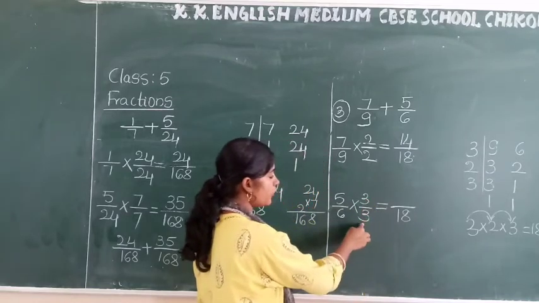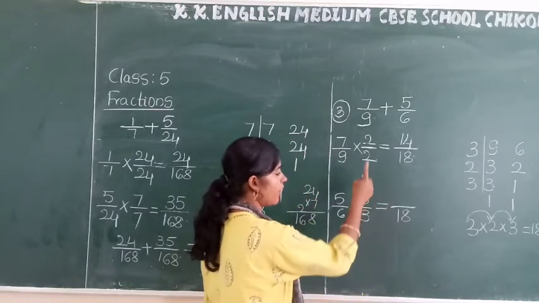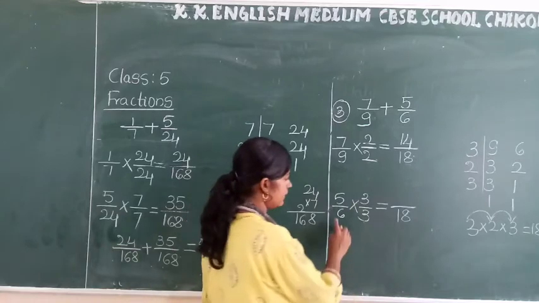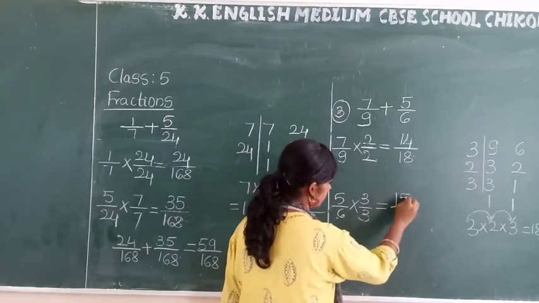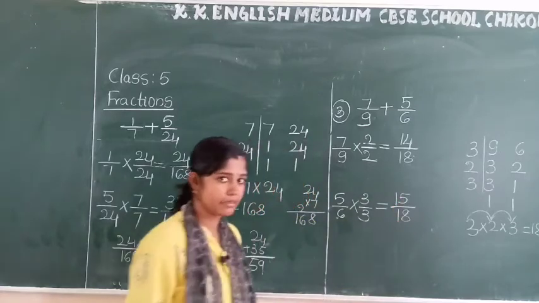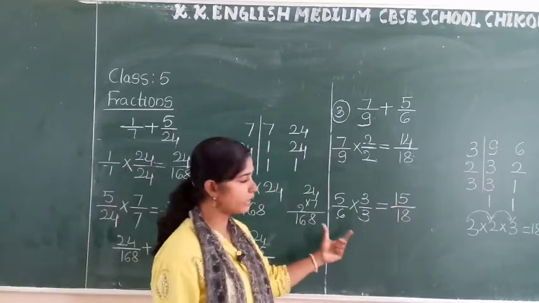Okay, which number are you taking here? The same number you have to take as a numerator. 6 3s are 18, 5 3s are 15. I hope you are understanding my points. Okay, now what happened here?